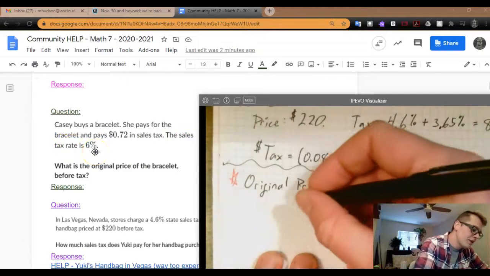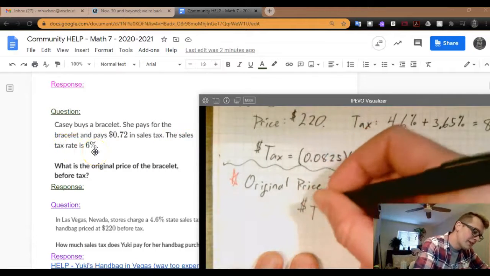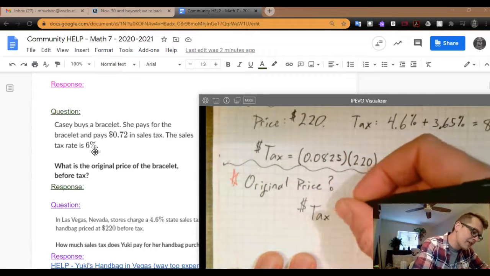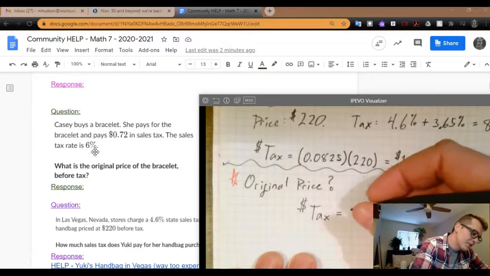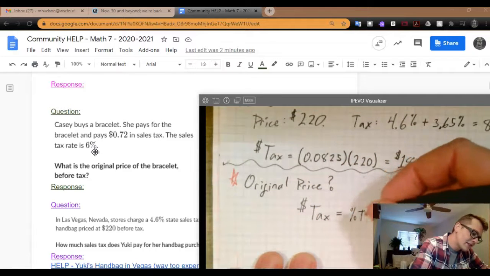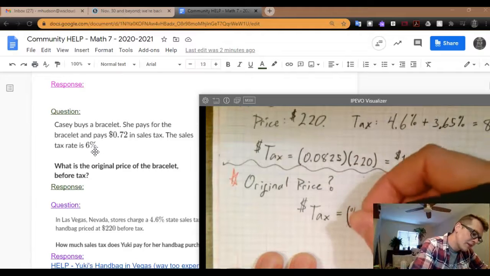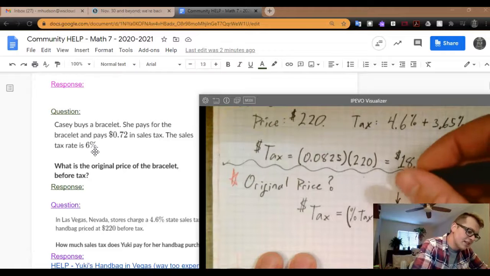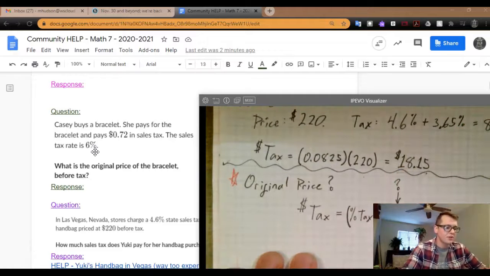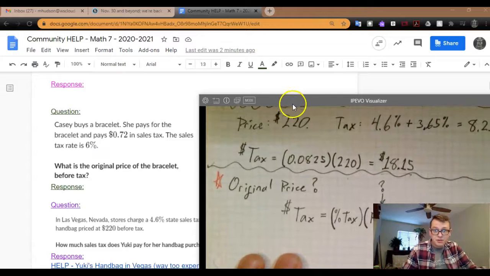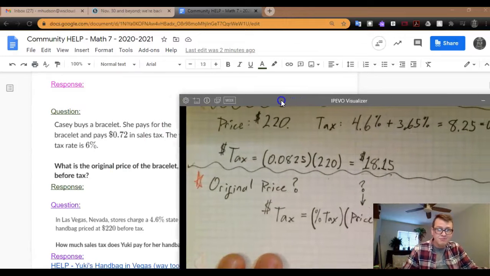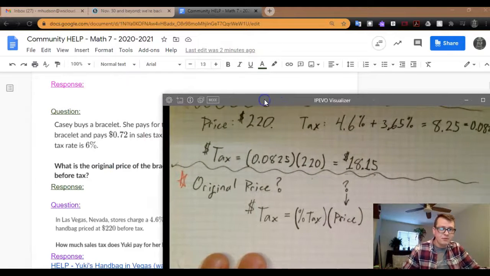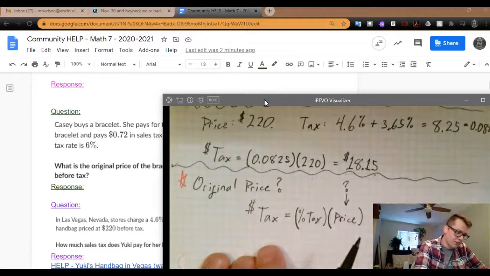So we know that our formula from our formula sheet is that the dollars paid in tax will equal the percent of tax times the price of the item, like the original price. So this is the thing that we don't know that we're solving for. So the amount of tax, so I'm going to scooch this over because my picture-in-picture is getting in the way. The amount of tax that she pays, 72 cents.